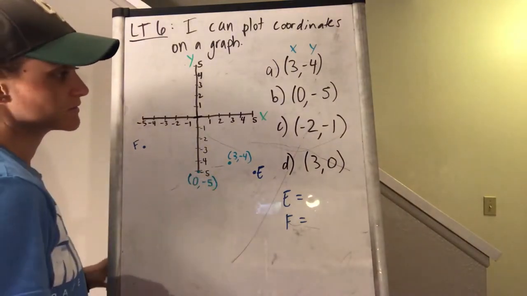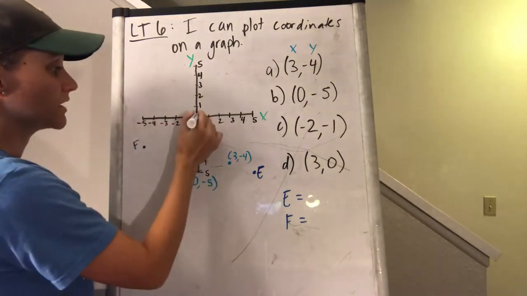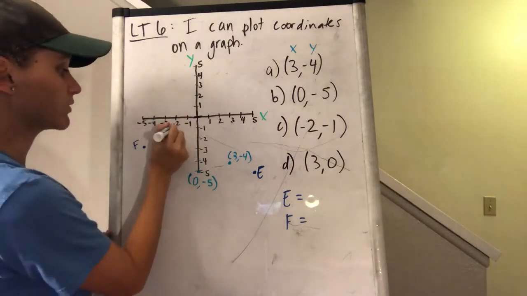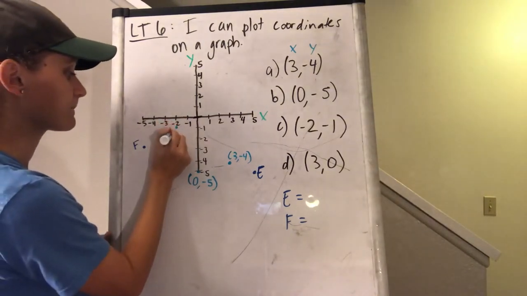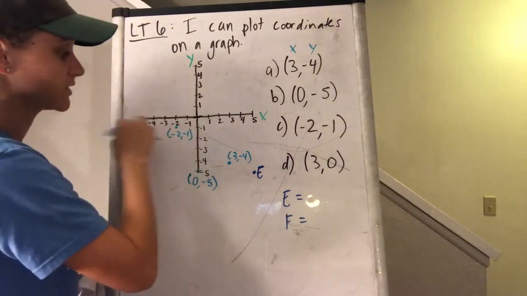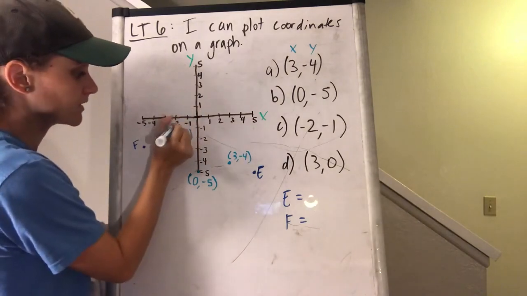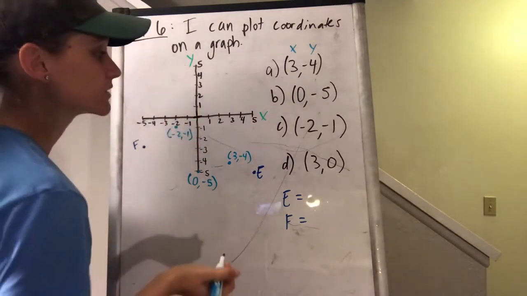All right, the next one is -2, -1. So again, I go in the x direction. I go over 2 and then down 1 because it's negative, so that's about here. And I think it helps to think of a graph as just 2 number lines. Here's a horizontal number line. Here's a vertical one. You're basically just going along 2 different number lines.